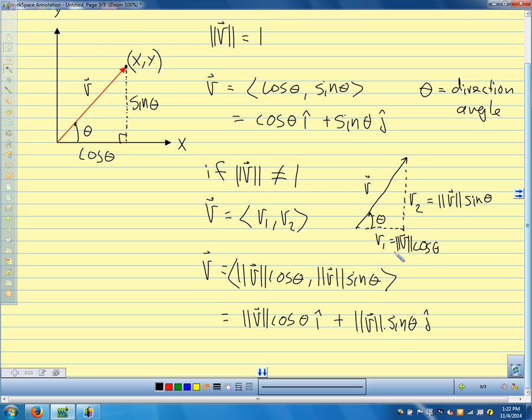And all we're doing here is using our right triangle trigonometry to find these two sides of this little triangle. So if you're in doubt, draw the little triangle. You can always use these two numbers to draw the two sides of a right triangle, and the hypotenuse is the magnitude of your vector, and you can find the lengths of those sides using trigonometry.